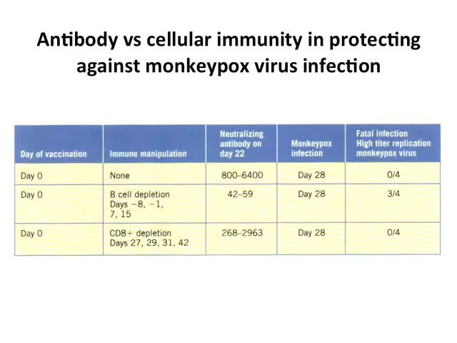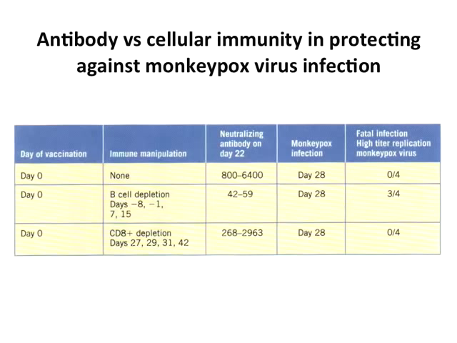So in these animals vaccinated on day 0 with no manipulation, they make a nice antibody response on day 22. If you take away the B cells, the antibody response is dampened. So this is antibody titer. It's neutralizing titer, so the larger number is better. And the ones depleted of CD8s have slightly reduced, but not a bad, antibody response. Then we infect these animals with monkeypox on day 28, and we look at fatal infection and high titer replication.